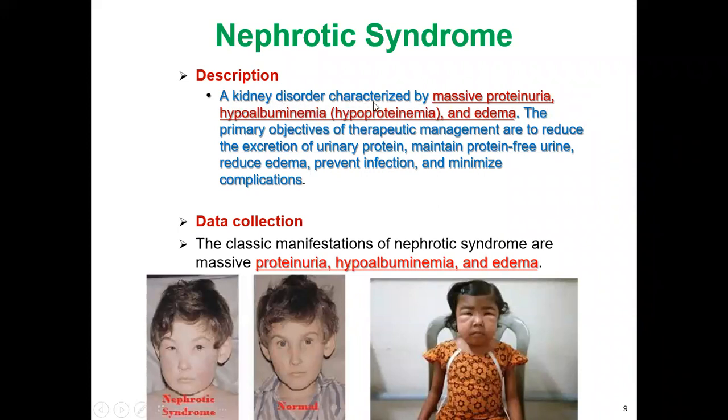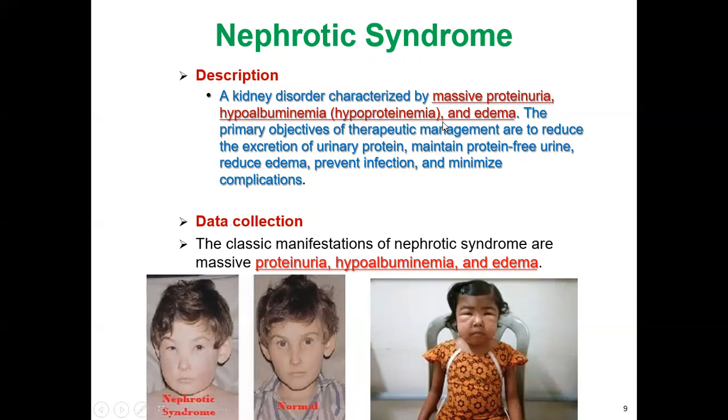A kidney disorder characterized by massive proteinuria, meaning too much protein is expelled through the kidney and present in the urine. Unlike in a healthy person, there is no protein in the urine. When protein goes out from the body, if you take my blood, you will find less protein in the blood because most of the protein is getting out through the kidney because of nephrotic syndrome. So we can say proteinuria means protein present in urine, but hypoalbuminemia means hypoproteinemia.